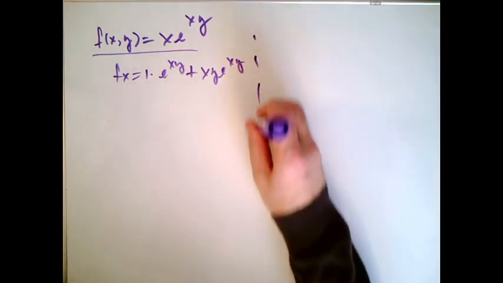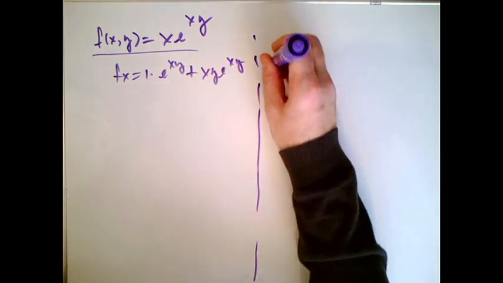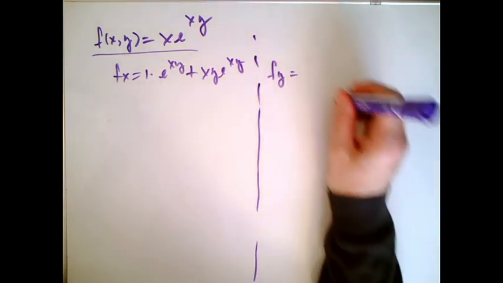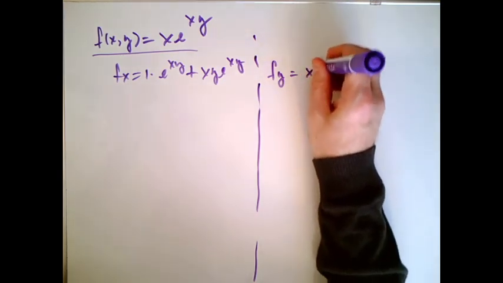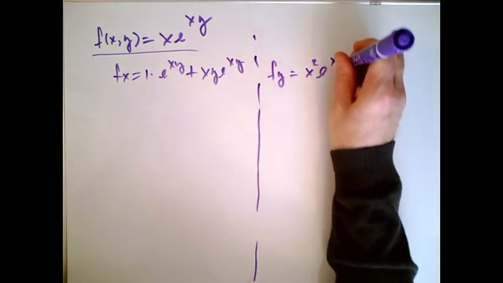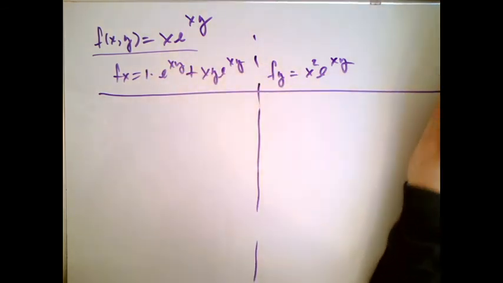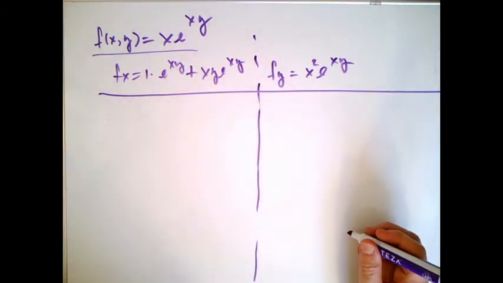Let's see here. I'm going to have lots of columns here. Fy: x is now a coefficient, so we're just going to get x squared e to the xy. And those are the two easy ones, right? The partial with respect to x and the partial with respect to y.